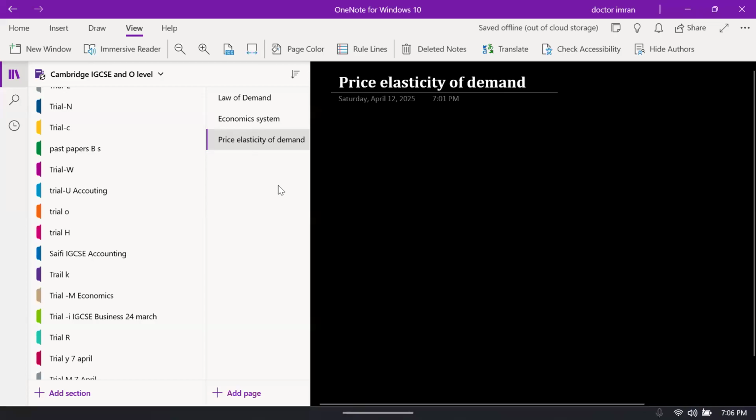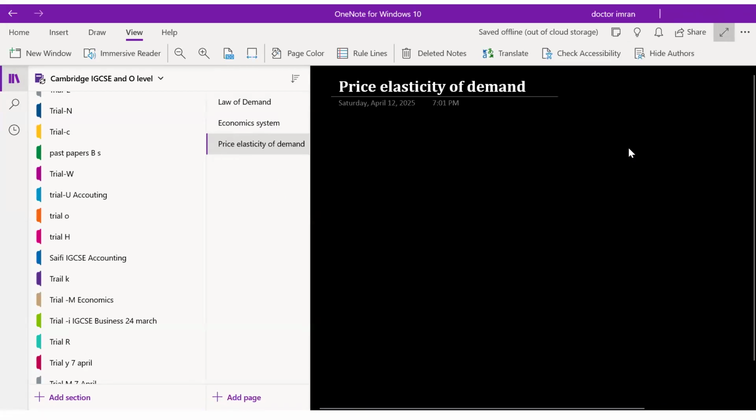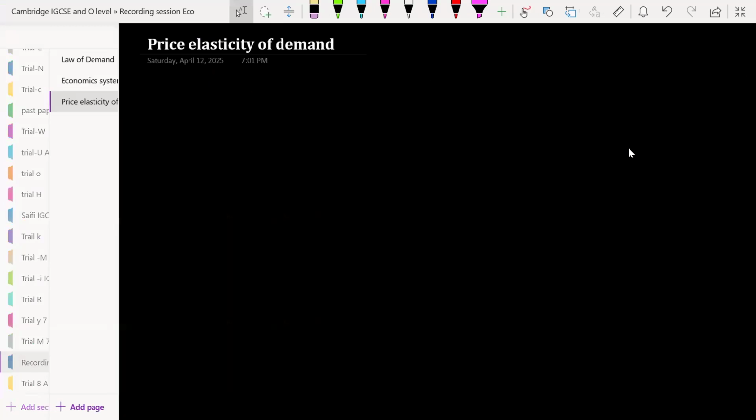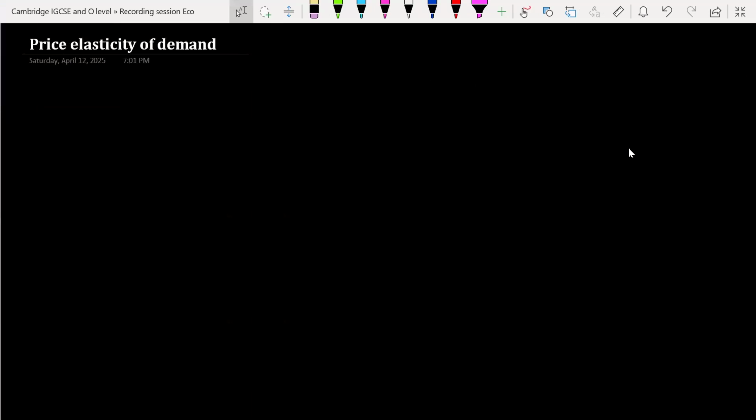Today we are going to discuss price elasticity of demand. Let me share the screen with you. Price elasticity of demand, then I will write down the formula. Then there will be different types of elasticity of demand. One by one, we will discuss those.